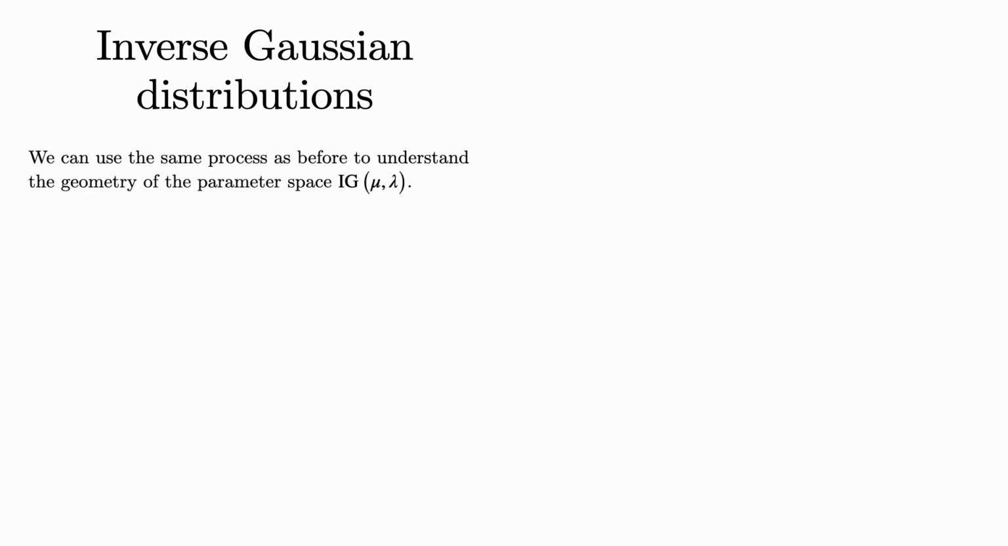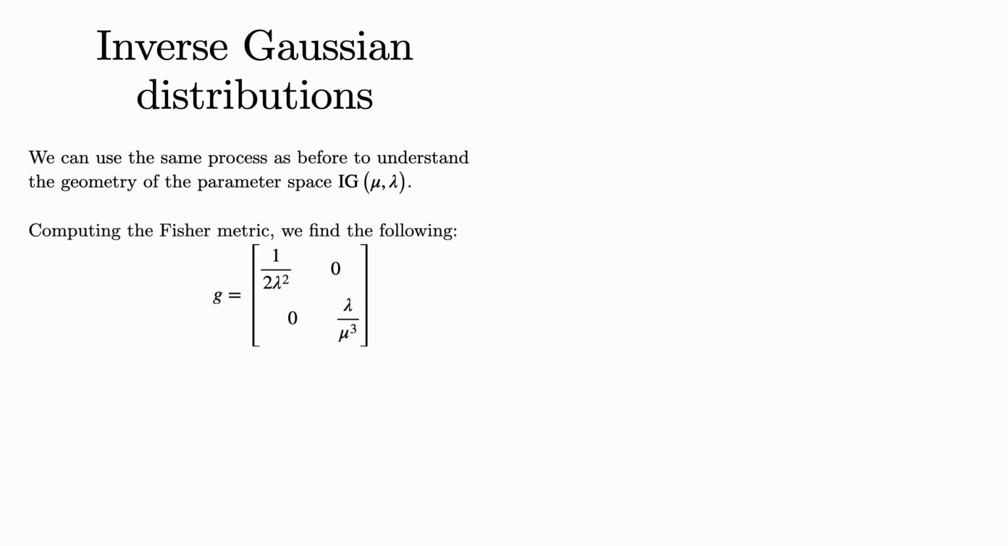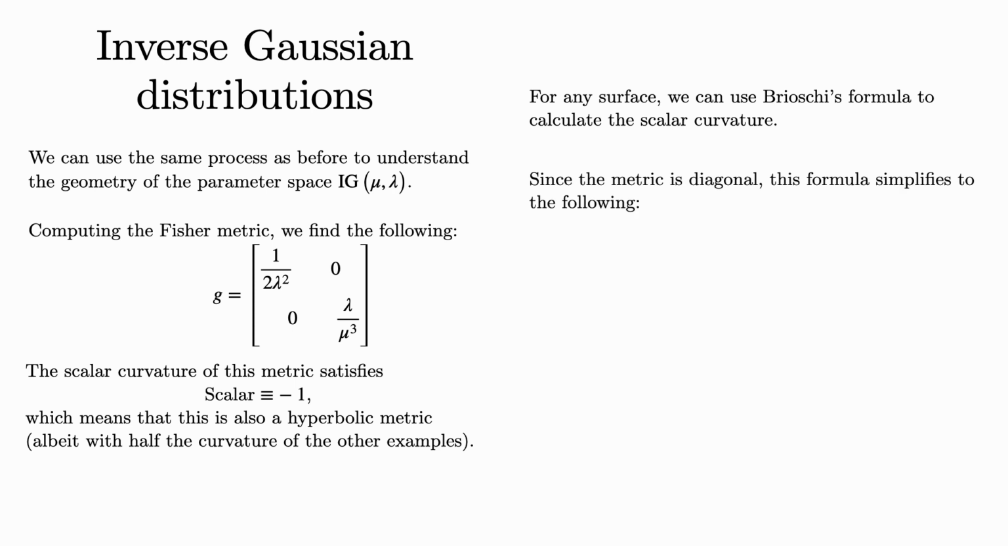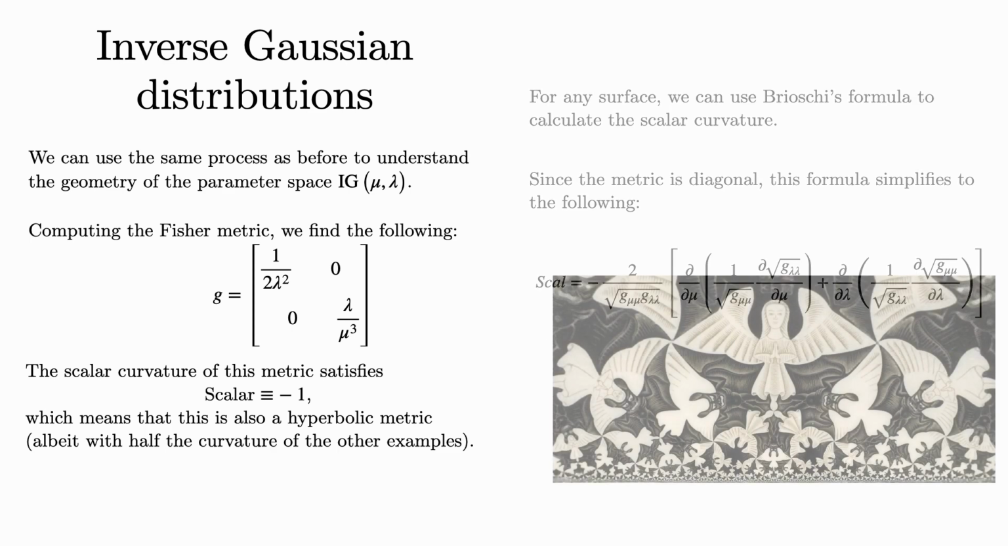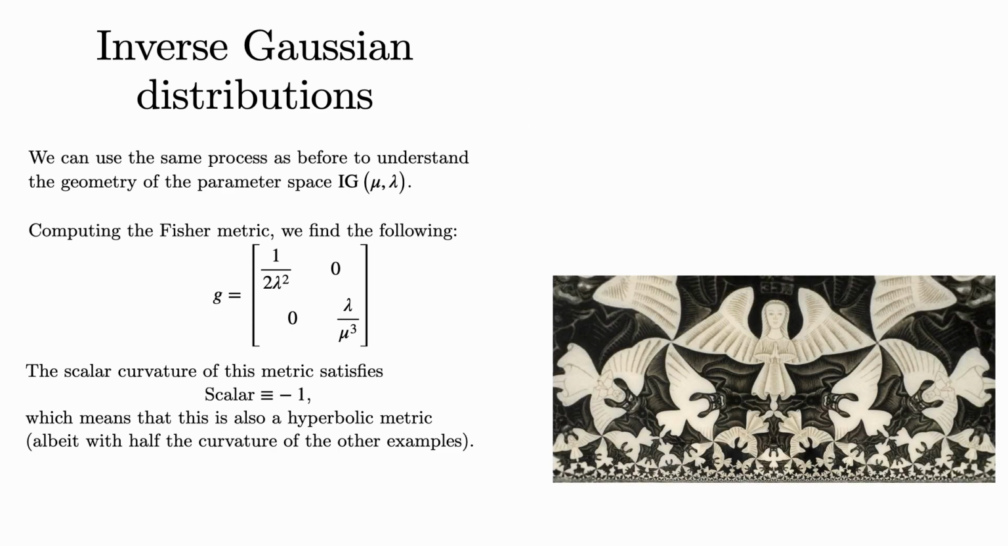We can use the same process as before to understand the geometry of the parameter space of inverse Gaussian distributions with parameters mu and lambda. Computing the Fisher metric, we find the following. The scalar curvature of this metric, so we're just going to compute that out, satisfies scalar is identically equal to -1, which means that this is also a hyperbolic metric, albeit its geometry is exactly half of that of the other examples whose scalar curvature was -2.